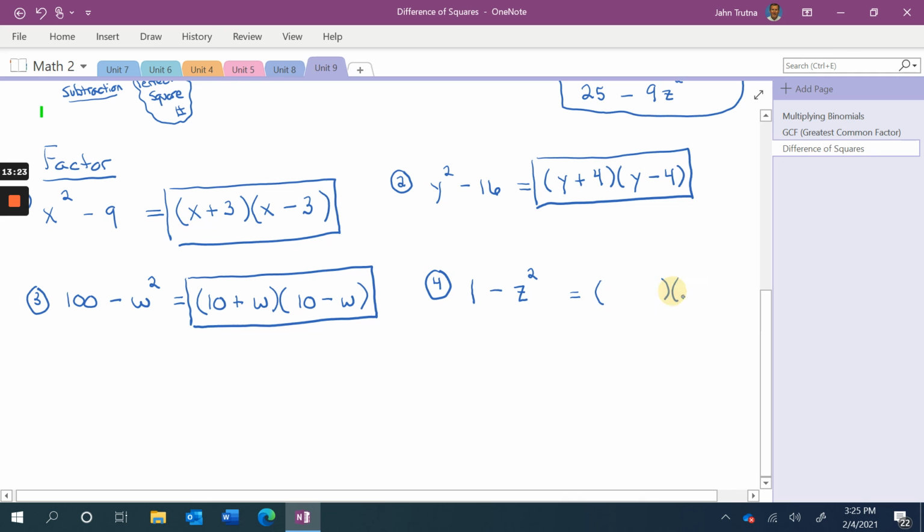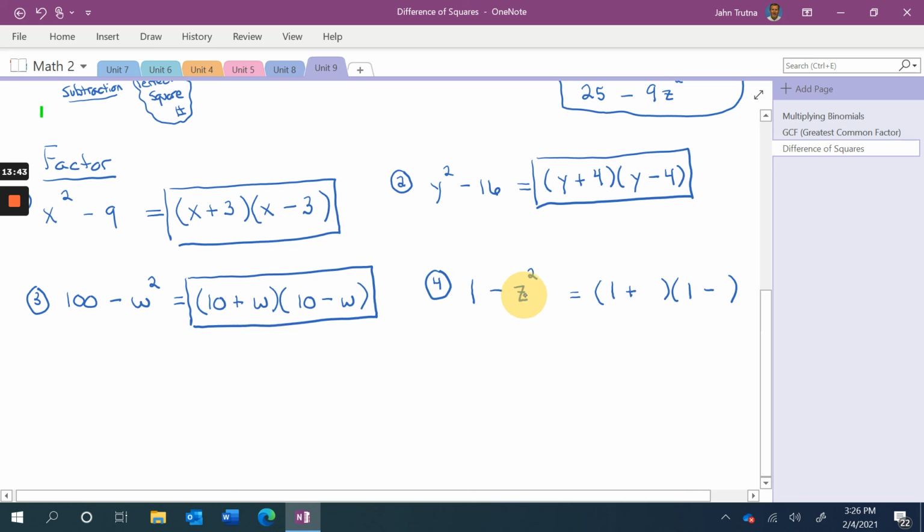So what's the rule? We draw two parentheses. One of the quantities will have an addition symbol. One of them will have a subtraction symbol. You go back to the number, the perfect square number, which is a 1. What number times itself equals 1? That'd be 1 times 1. So I'm going to have a 1 starting in each quantity.